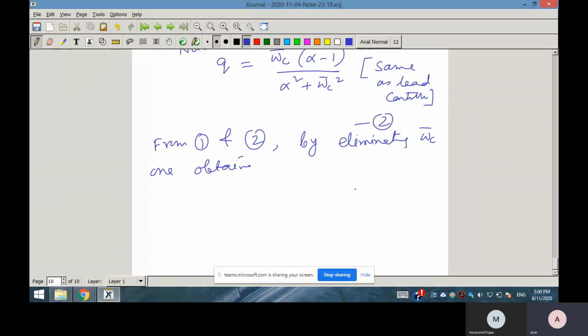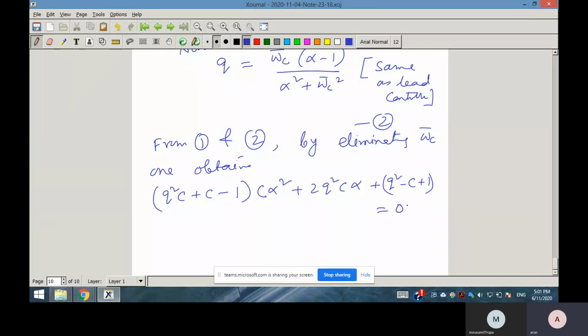So the ultimate equation is the same as we obtained in equation 5 of the lead controller. A similar kind of equation we will get. So from 1 and 2, by eliminating, one obtains this equation. I am not deriving it here. You can easily check; I suggest you please derive it, following the same process as for the lead controller. So alpha square plus 2q square c alpha plus q square minus c plus 1 is equal to 0.